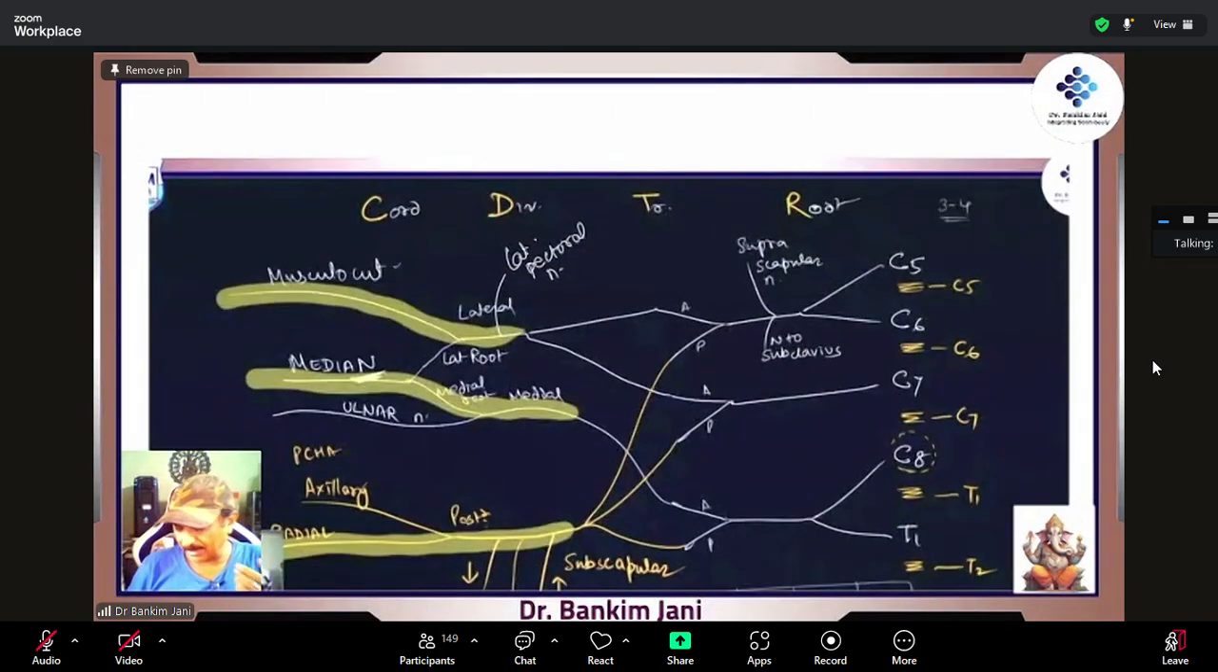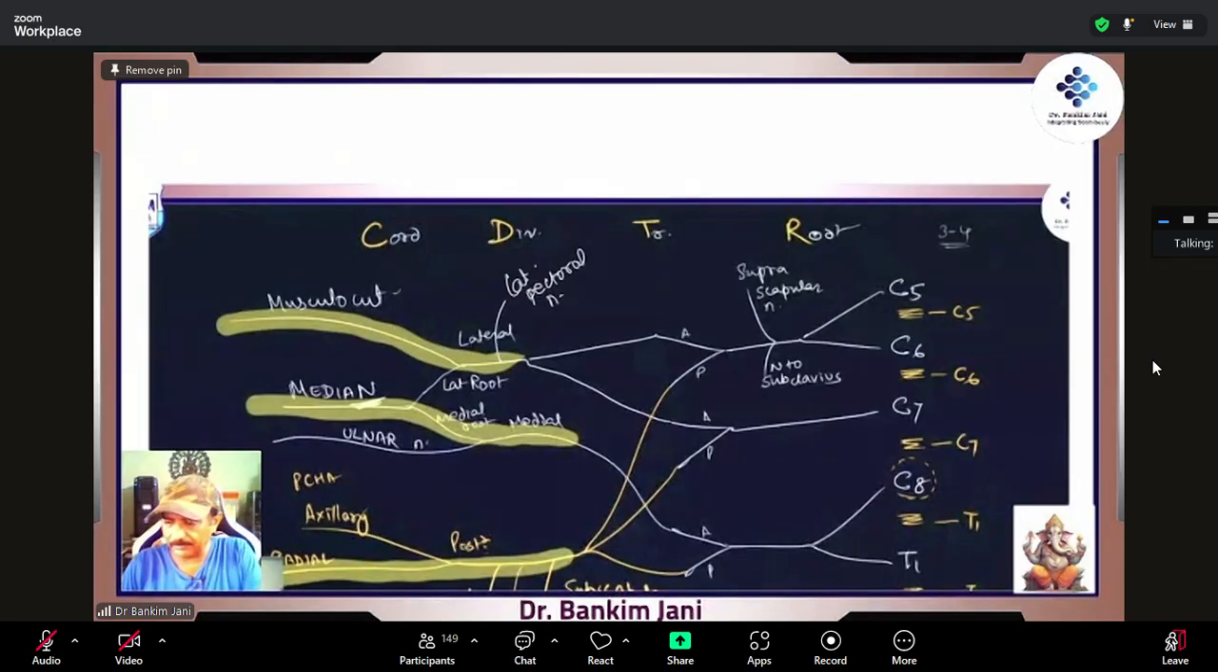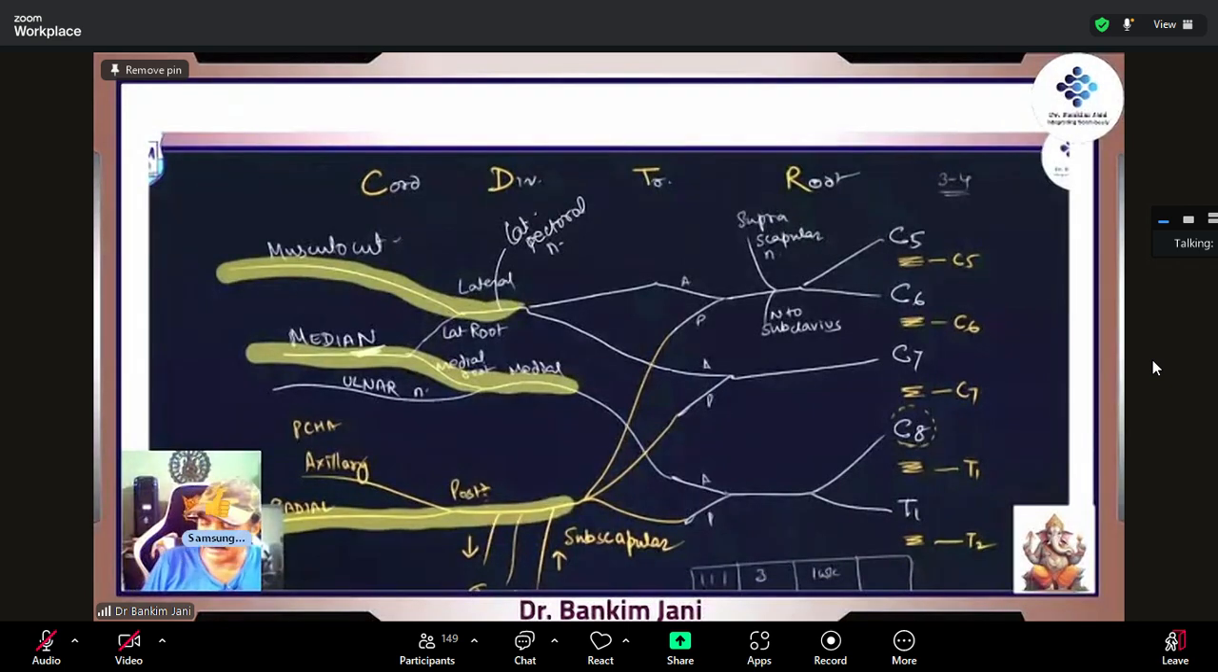Here is a very quick revision of the brachial plexus. In this brachial plexus, C5, C6, these are the vertebrae. There are vertebrae C5, C6, C7. There is no C8. Then T1 and T2, thoracic, right? The rule is that above. Now, which is coming above, that is the name in the case of cervical.